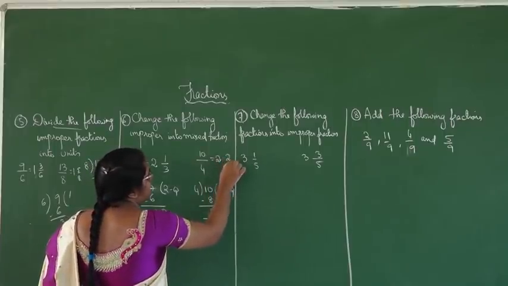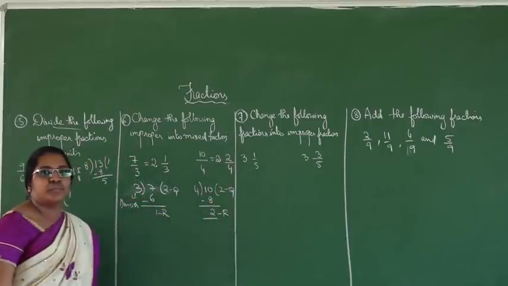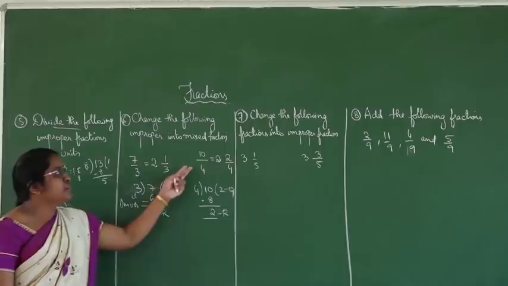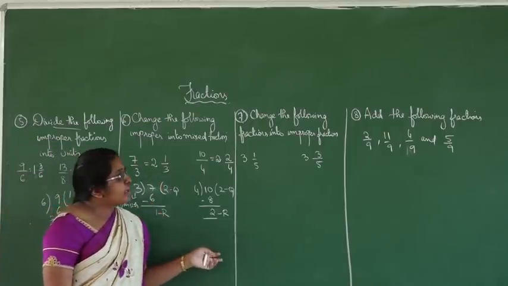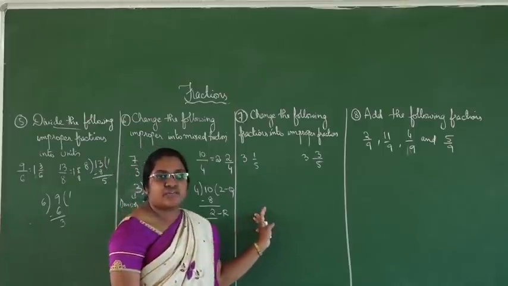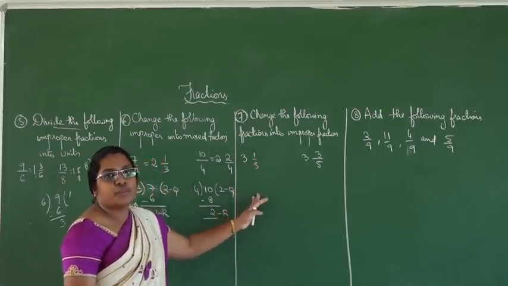The remainder will be the numerator 2 and the divisor will be the denominator. Here the improper fraction is converted into a mixed fraction. Now, the seventh model is: change the following fraction into an improper fraction.